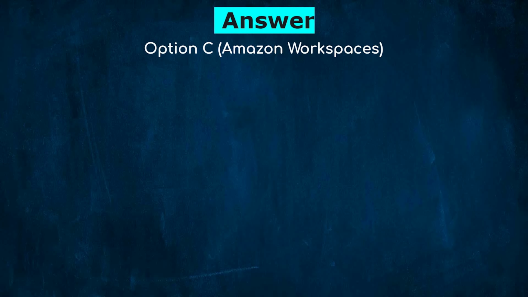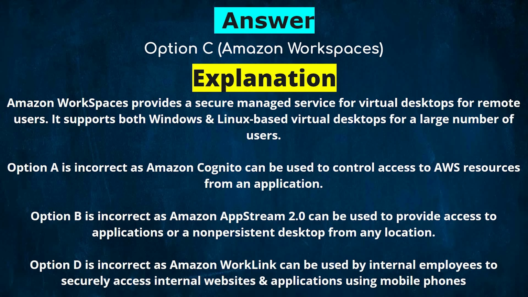Amazon WorkSpaces. Explanation. Amazon WorkSpaces provides a secure managed service for virtual desktops for remote users. It supports both Windows and Linux-based virtual desktops for a large number of users. Option A is incorrect, as Amazon Cognito can be used to control access to AWS resources from an application. Option B is incorrect, as Amazon AppStream 2.0 can be used to provide access to applications or a non-persistent desktop from any location. Option D is incorrect, as Amazon WorkLink can be used by internal employees to securely access internal websites and applications using mobile phones.